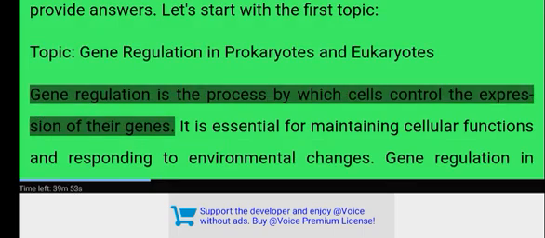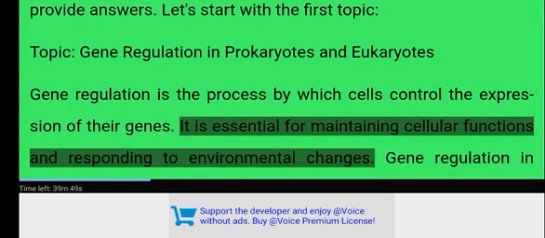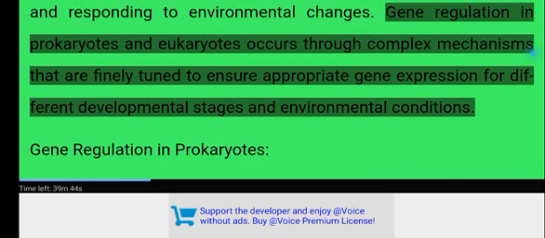Gene regulation is the process by which cells control the expression of their genes. It is essential for maintaining cellular functions and responding to environmental changes. Gene regulation in prokaryotes and eukaryotes occurs through complex mechanisms that are finely tuned to ensure appropriate gene expression for different developmental stages and environmental conditions.